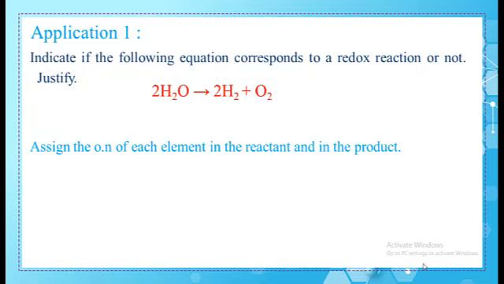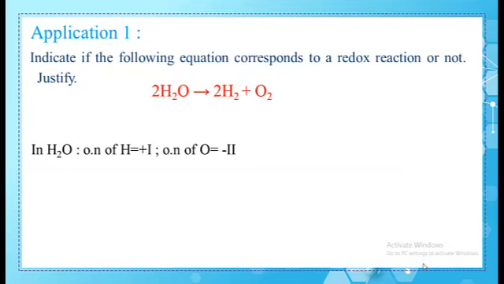First of all, we should assign the oxidation number of each element in the reactants and in the products. To start with, 2H2O: we take H2O and we should not take into consideration this coefficient 2. As we said in the previous video, we are interested in the oxidation number of the atom that is inside the compound, only the atom. So here we don't take H2, we only take the oxidation number of H.